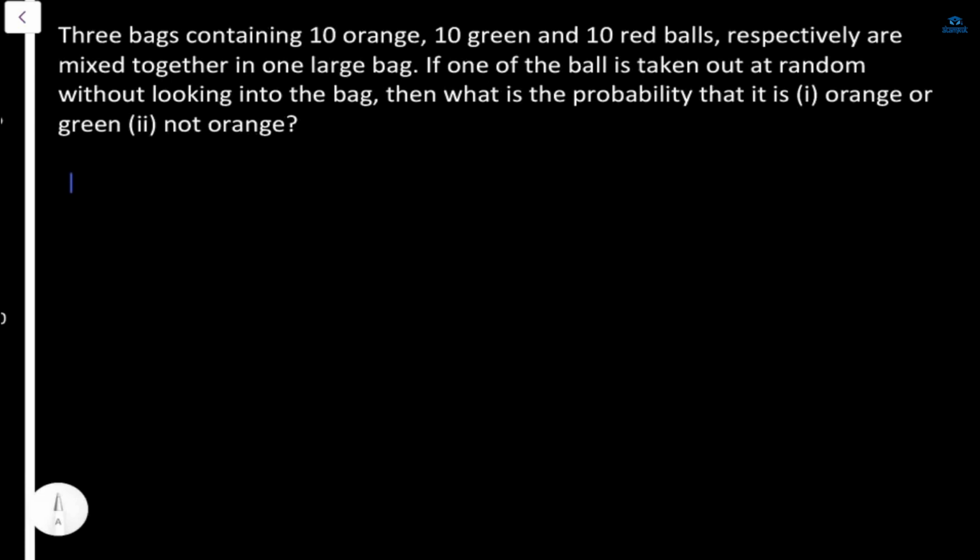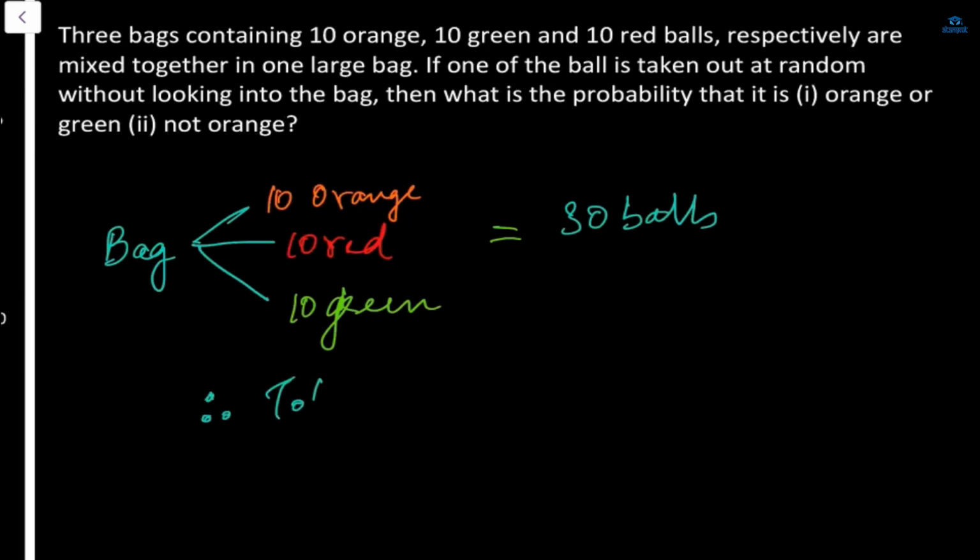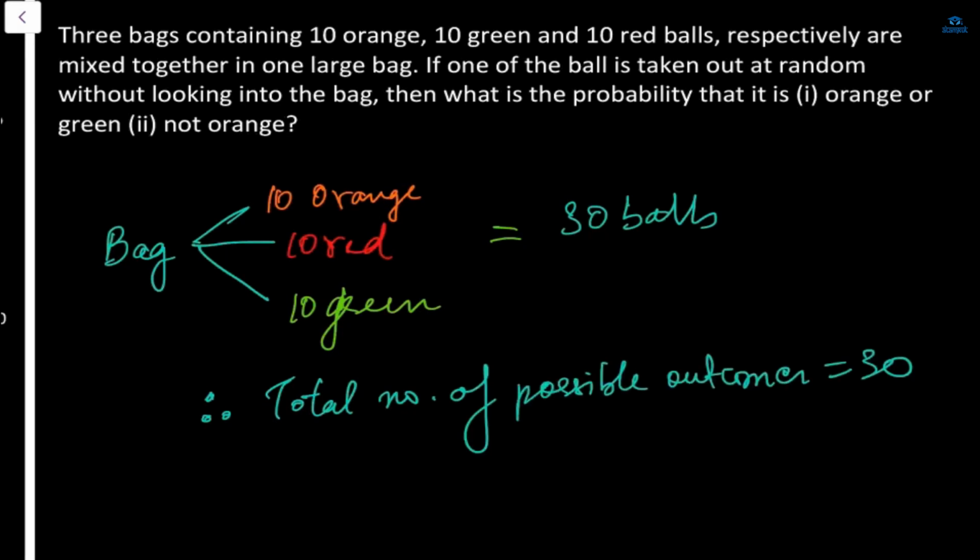So how many balls does the one bag have? 10 balls of orange color, 10 balls of red color, and 10 balls of green color. So we have a total of 30 balls. What are the possible outcomes here? Therefore, the total number of possible outcomes is equal to 30.